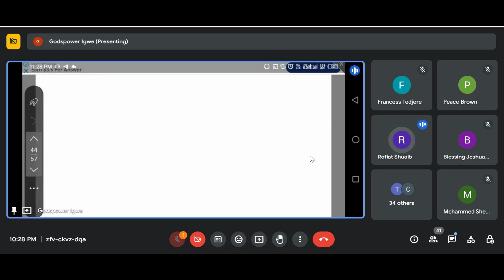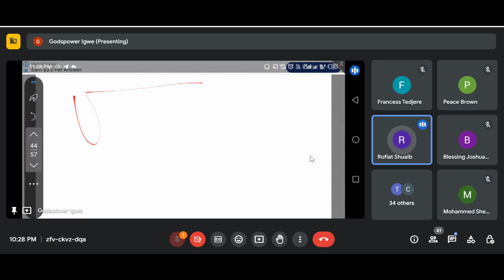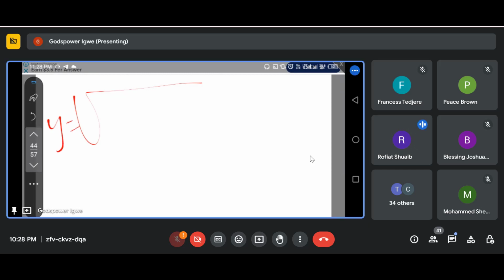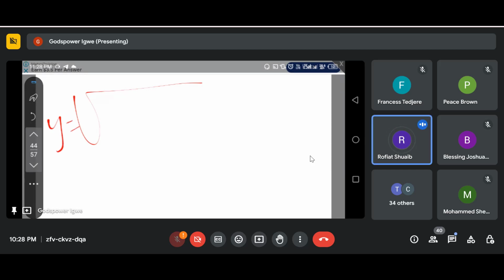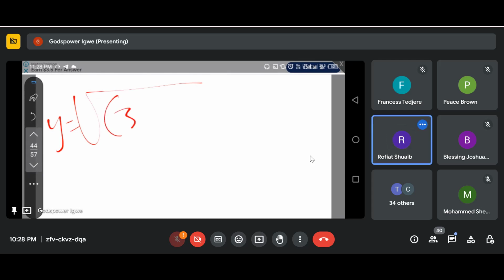Call that thing again. He said it's root, what? Y equals to bracket open, 3x raised to power 2 plus 5x plus x, bracket close, then x. Okay, that's it.